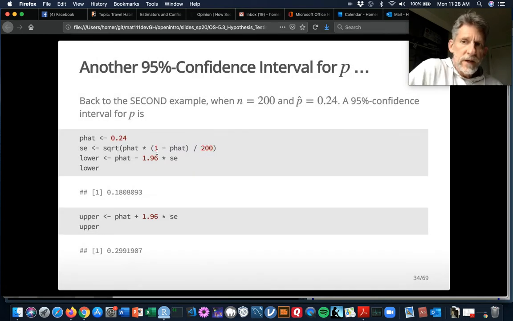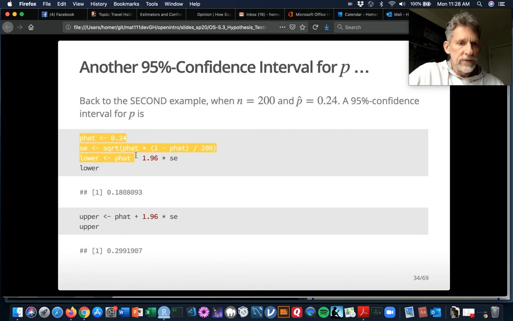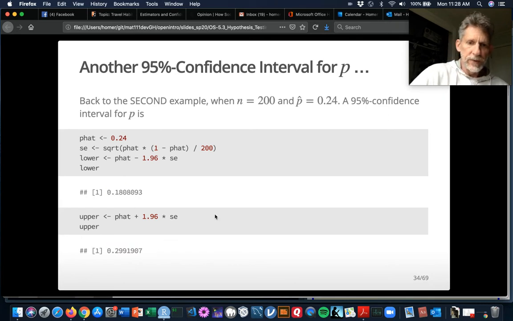But now let's think back to that second example where the sample size was 200 and the sample proportion was the same, 24%. If you make a confidence interval for this situation, the only change being the sample size, then when you go for the lower bound, you get 18%, and when you go for the upper bound, you get about 30%.